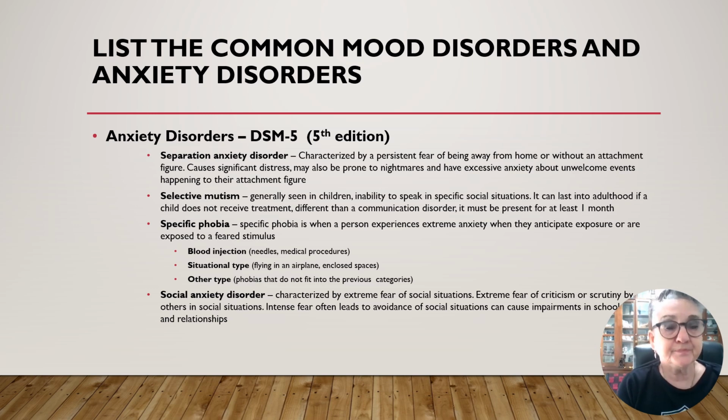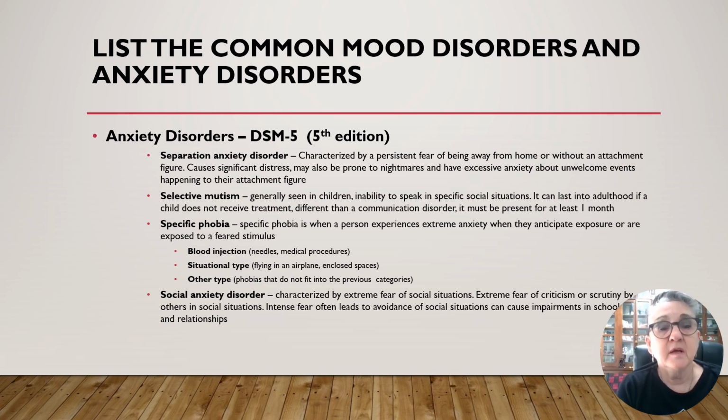Selective mutism generally is seen in children. It's their inability to speak in social situations. It can last into adulthood if a child does not receive treatment. Different than a communication disorder, it must be present for at least 1 month.